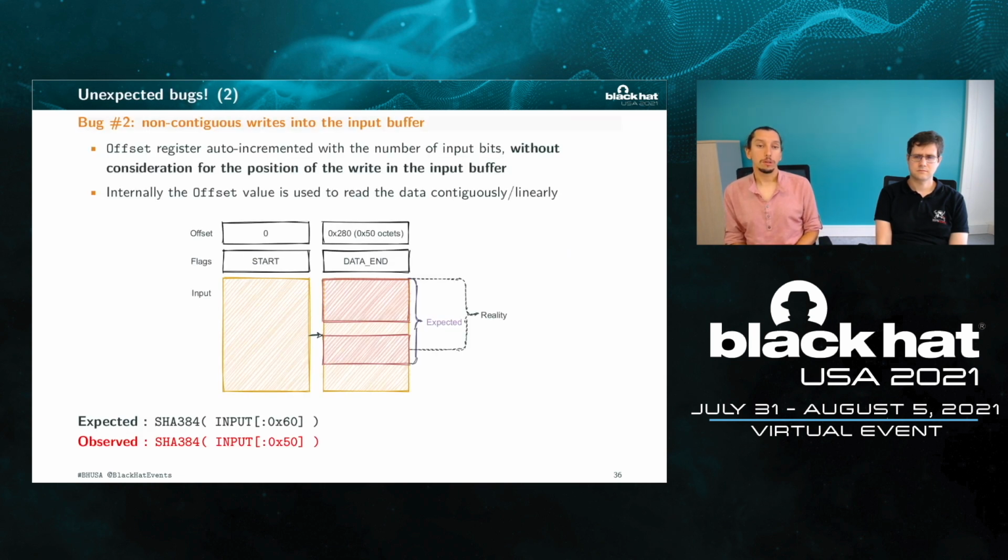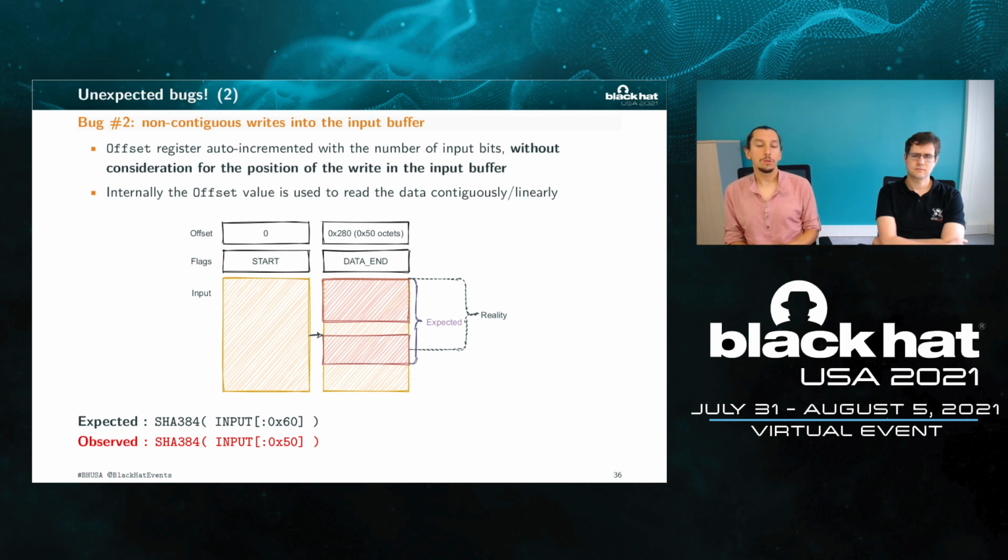The second bug we observed is related to non-contiguous writes in the input buffer. Like we said regarding the offset register, it is automatically incremented in hardware with the number of bits that is written in the input buffer. However, it is incremented without any consideration for the position of the write in the input buffer. That's really important. And internally in hardware, the value of the offset register is used by the cryptoprocessor to read the data linearly, or contiguously.